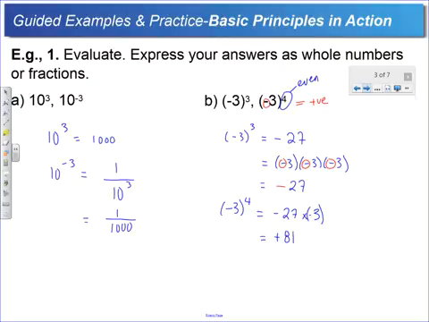Now, what if it had been -3 to the -4? Well, under the new regime or the new rule, you have 1 over, take the base, make a fraction out of it, change the sign of the exponent, and we've already evaluated -3 to the 4, so that's 1 over 81. So there's a quick application of the definition for negative exponents.